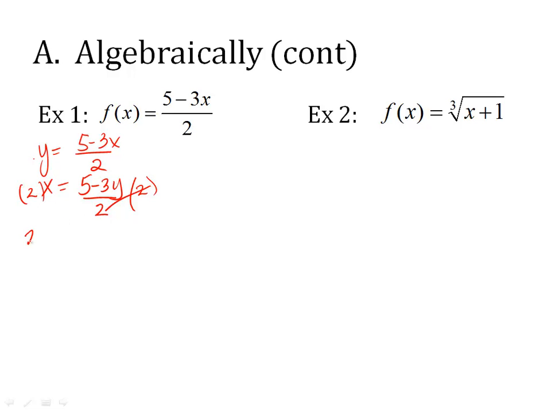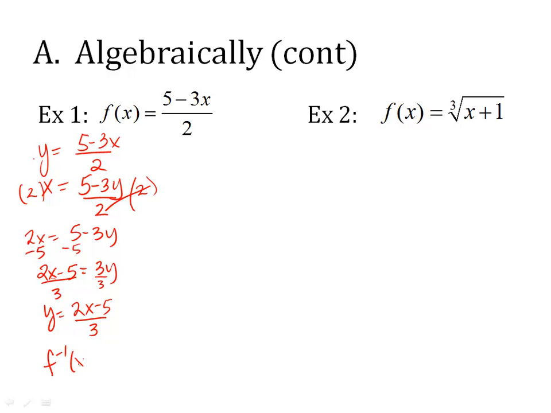That'll cancel, so I have 2x equals 5 minus 3y. Again, I'm solving for y, so I subtract 5. 2x minus 5 equals negative 3y, dividing by negative 3. So y is (2x minus 5) divided by 3. I can't reduce any further. The last step says to replace y with the inverse symbol, f of -1 of x equals (2x minus 5) over 3. Okay, there's my inverse of this first equation.